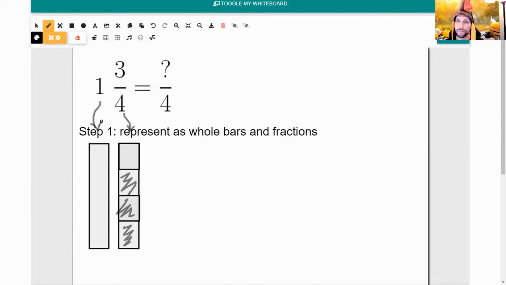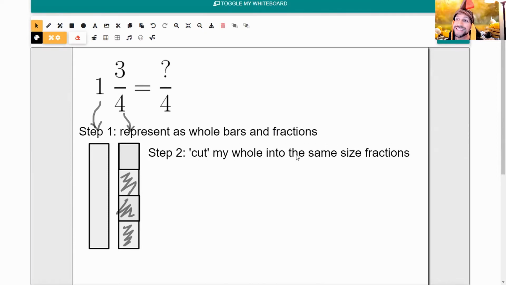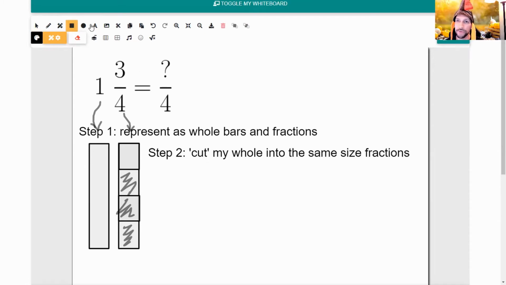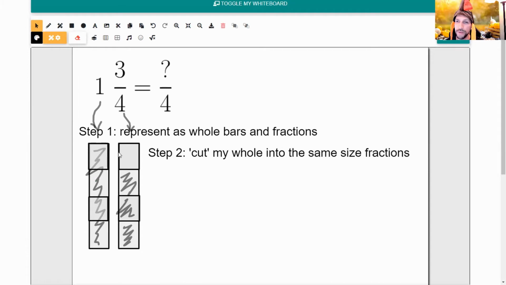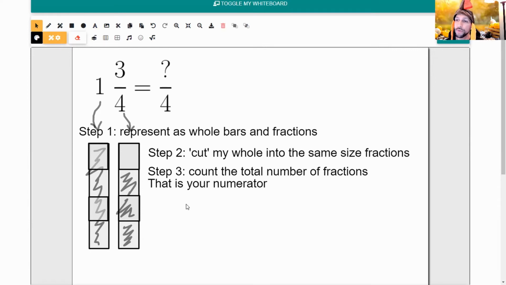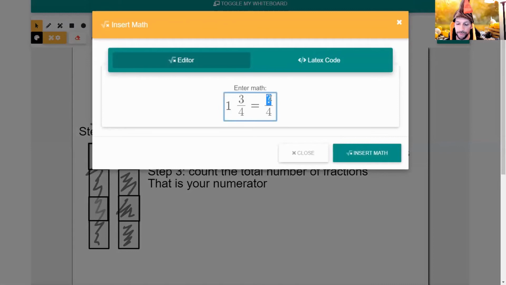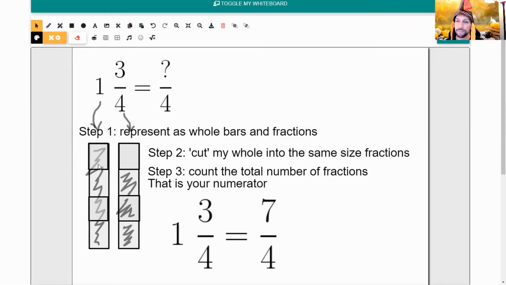So here's my 3/4. Here's my whole. So my step 2 is to cut my whole into the same size fractions I have. We'll have fourths in here, so I need to cut that whole into fourths. Now, of course, I had this one whole, so I'll shade it in. Now let's cut that into fourths. Now notice I don't have any fraction here. I only started with 3/4. All right, our third step is just to count the total number of fractions we have. That is our numerator. So these are all cut into fourths, and we have 1, 2, 3, 4, 5, 6, 7 fourths. So we know that 1 3/4 is the same as 7/4 because we can visually count 7 fourths.